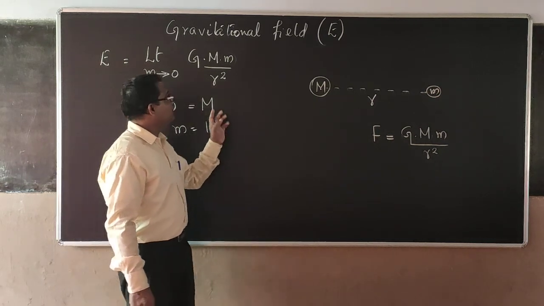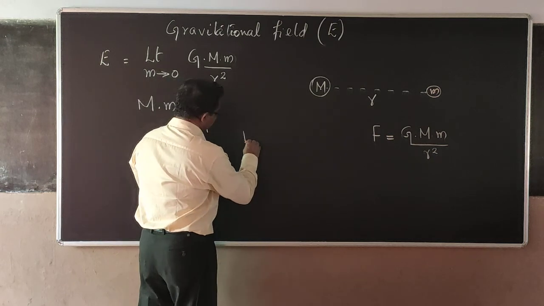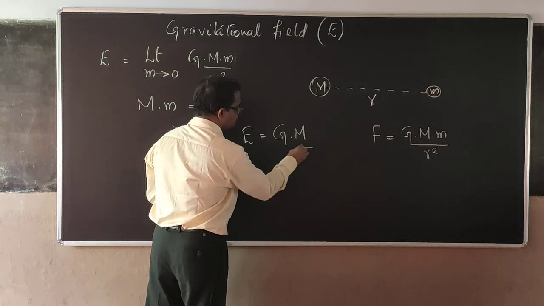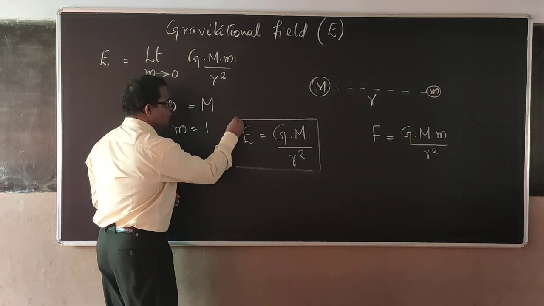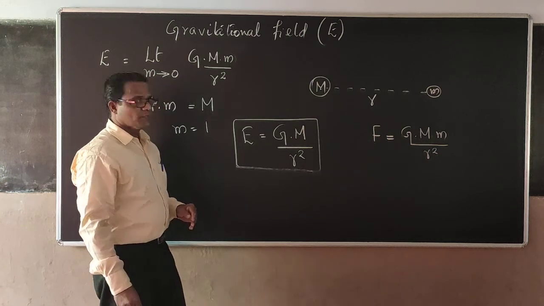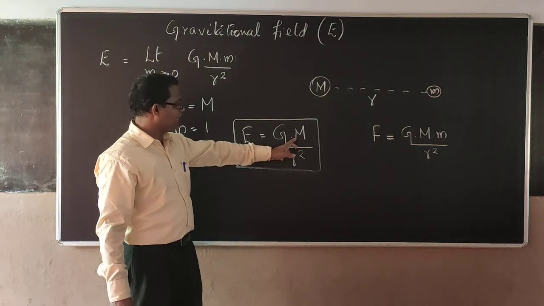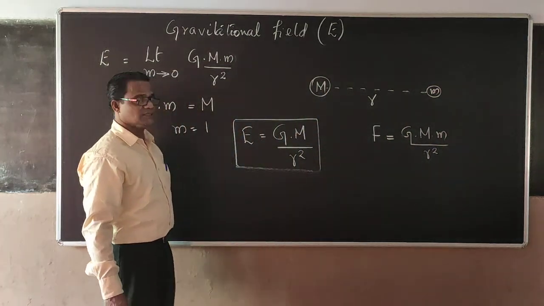So in this sense, I can treat this small m to be 1 unit mass. Then, if I keep that unit mass at that point, that field E becomes equal to capital G into M by r square. So this is the exact equation for gravitational field due to capital M at distance r from the mass.